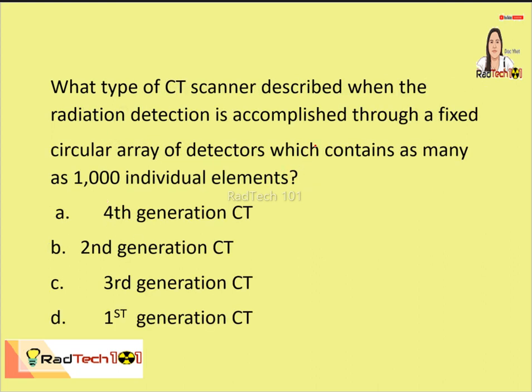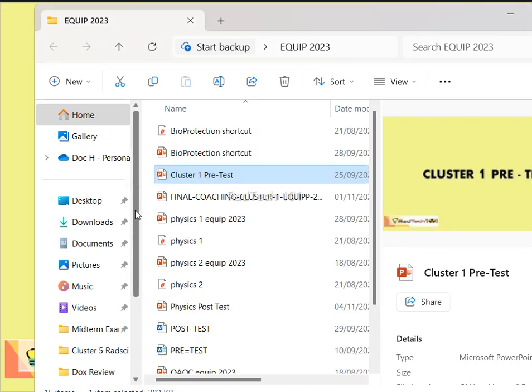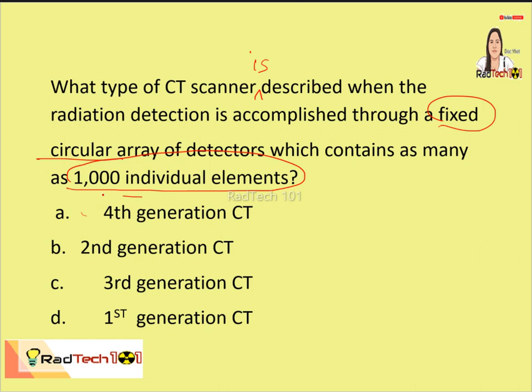What type of CT scanner is described when the radiation detection is accomplished through a fixed circular array of detectors that contains as many as 1,000 individual elements? So, 1,000 detectors or detector elements, detector crystals. And this is the fourth generation CT.